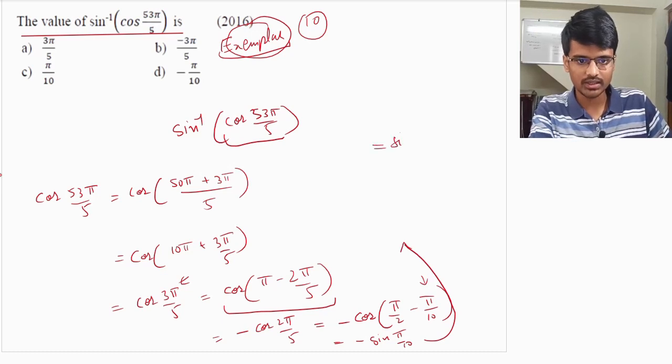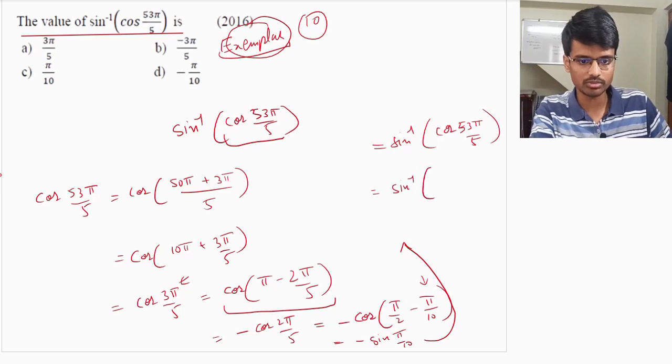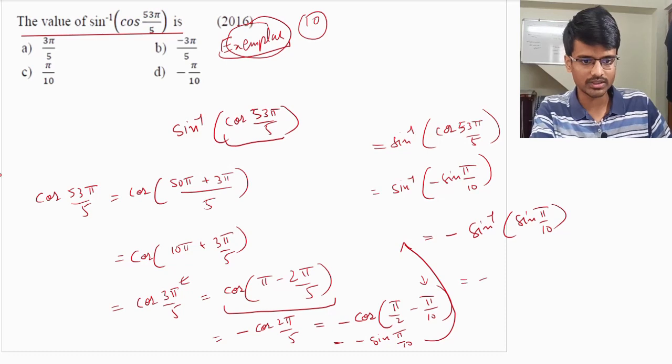Okay, sine inverse of cos of 53 pi by 5. So cos of 53 pi by 5, we have reduced it down, in terms of sine, as minus sine of pi by 10. Okay, sine inverse of minus something is minus only. So we know that property. Sine inverse of sine of pi by 10. So now tell me, what is this? This is nothing but pi by 10, right? Agreed? This is minus pi by 10.